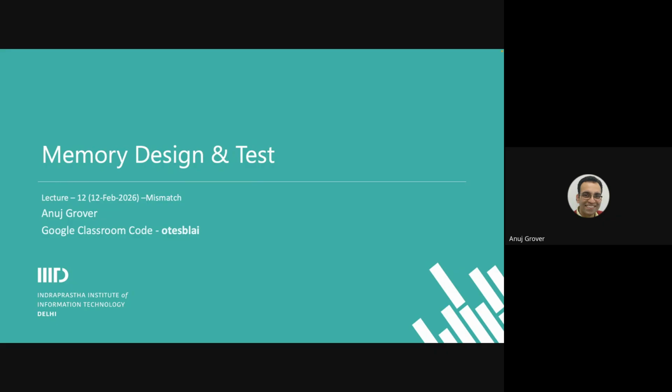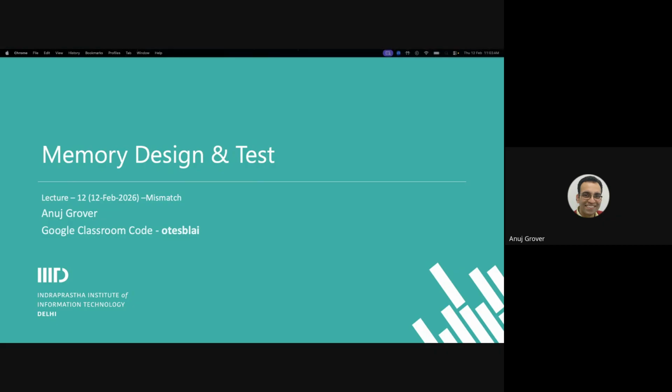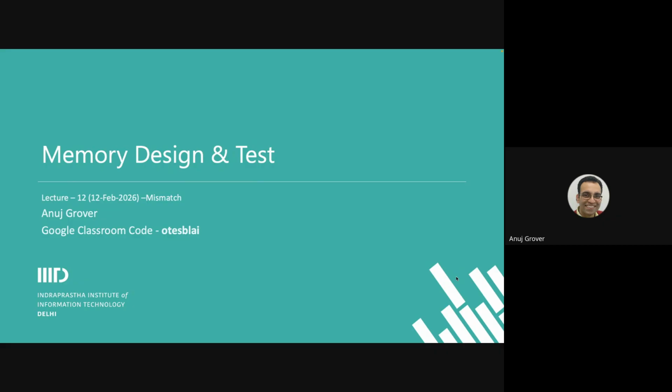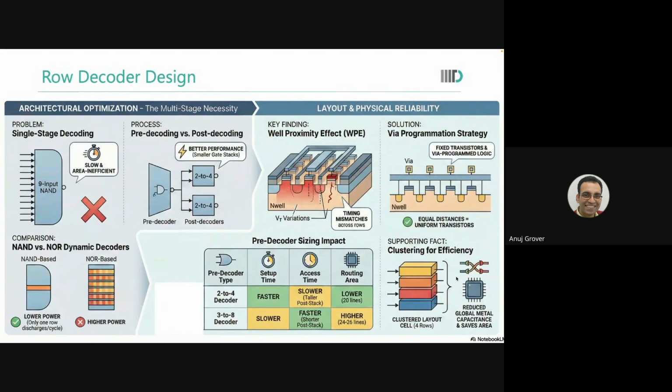So, what were we doing in the last class? Well proximity effect, physical design. We reviewed the row decoder, we reviewed the address decoding, and then we looked into the physical design of the row decoder and the well proximity effects. Any questions from that?